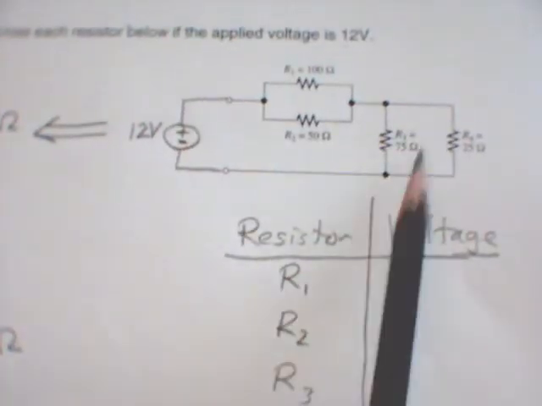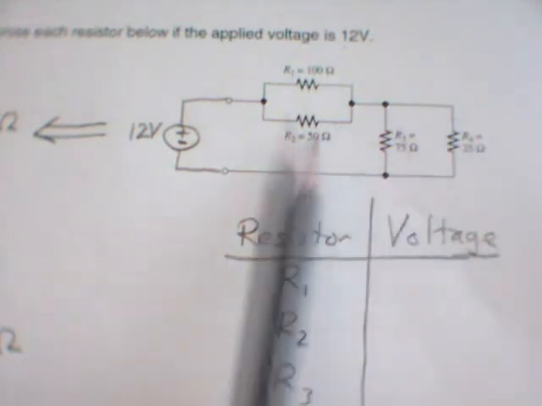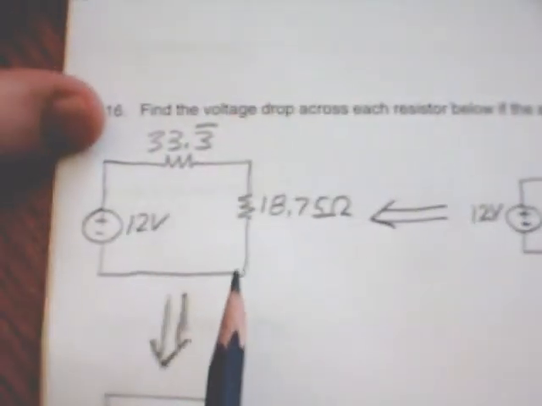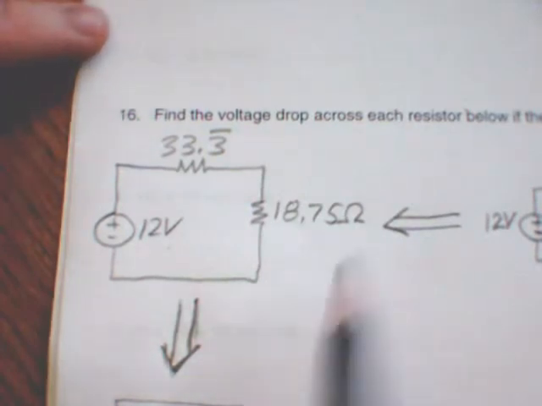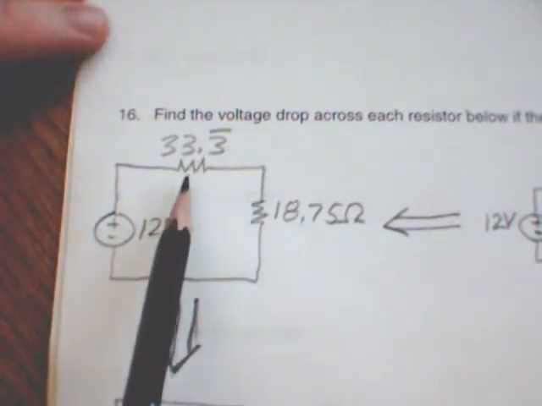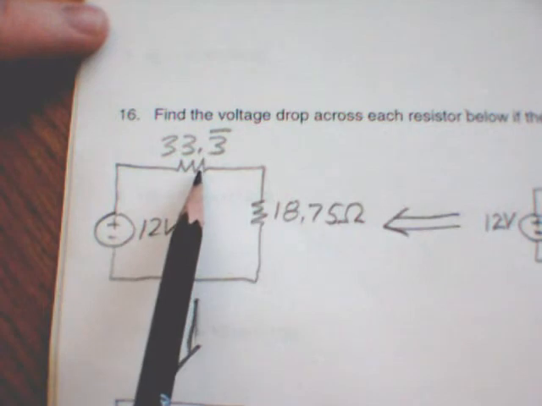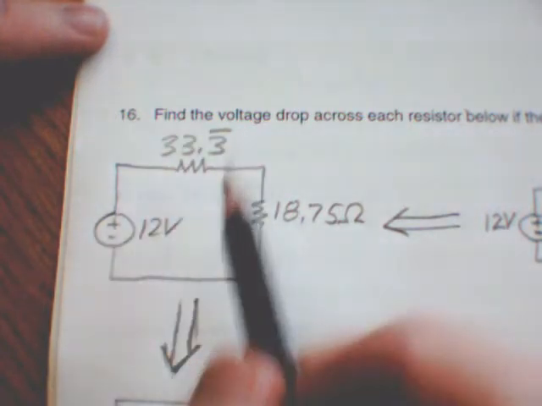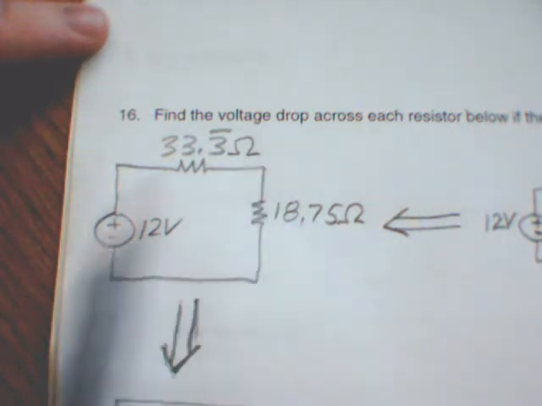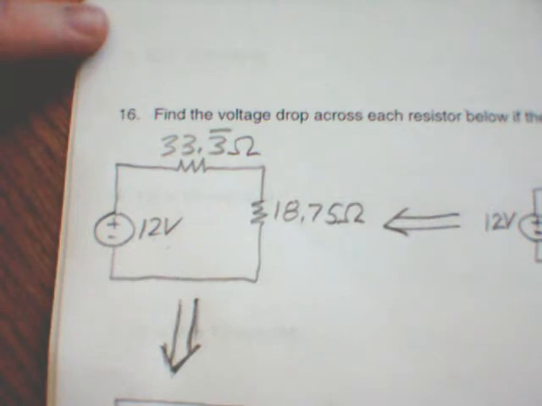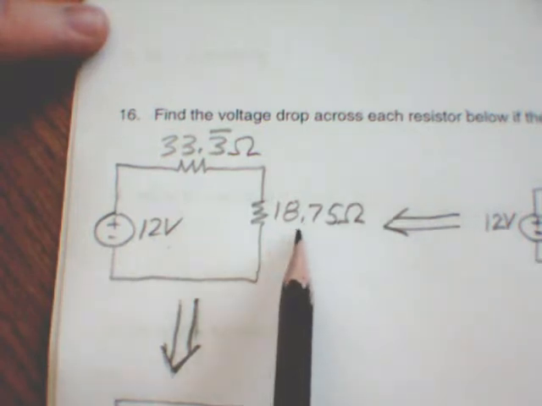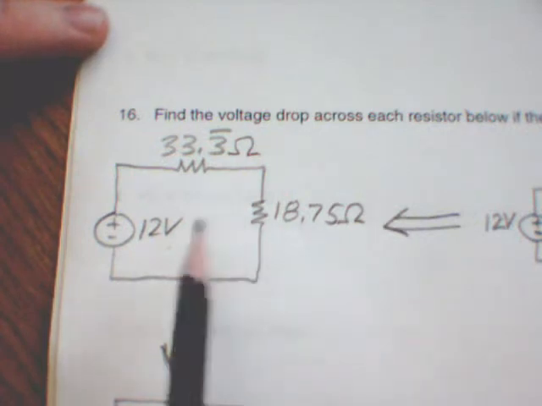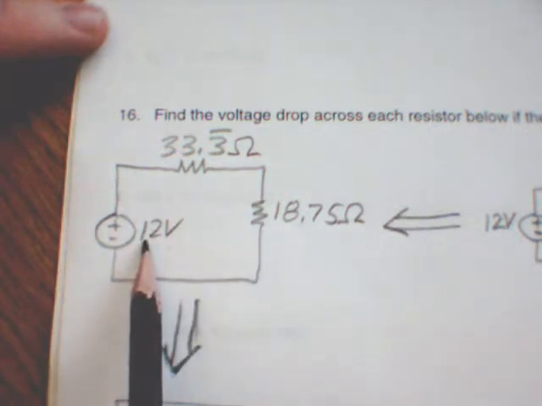The first step is to combine these in parallel and those in parallel to get two in series. So the parallel combination of the 100 ohm and the 50 ohm resistor gave us 33 1/3 ohms. Forgot my units. And then the resistor combination of the 75 ohm and the 25 ohm gives us 18.75 even. And again, we label our 12 volt power supply.